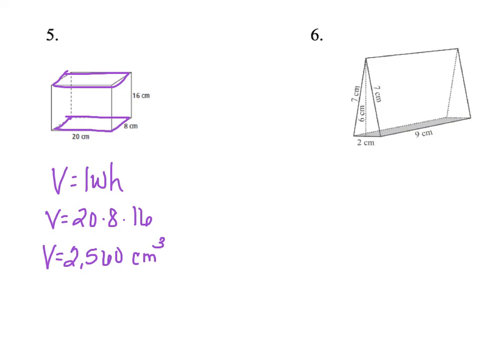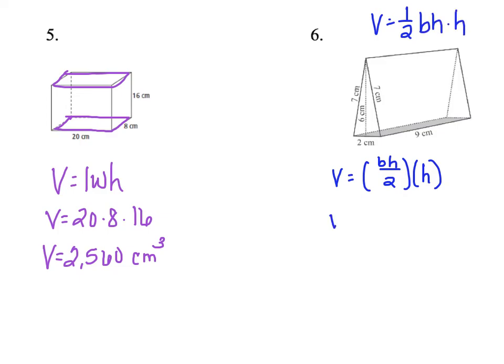Find the volume of prism number 6. So number 6 is a triangular prism because my base is a triangle. So I'm going to set up my formula: base times height divided by 2 times the 3D height. Again, if you're using this formula, that is completely fine. Plug in my numbers. The base of my triangle is 2, times the height of the triangle is 6. I have to divide that by 2.